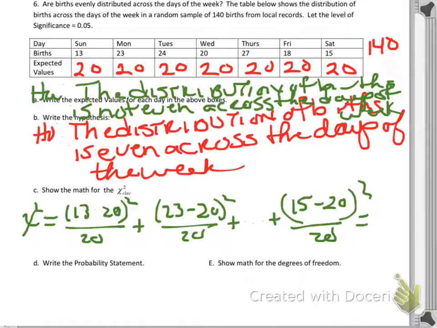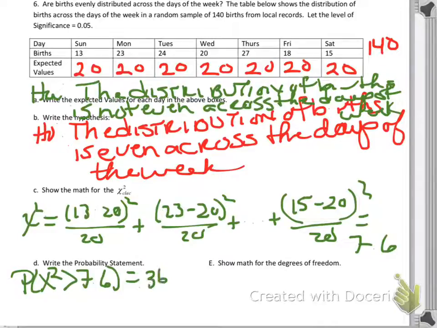All right, so I get that it is equal to 7.6. And so the probability that chi-squared is greater than 7.6 is equal to 0.3692. And the degrees of freedom here are categories minus 1, which is 6.